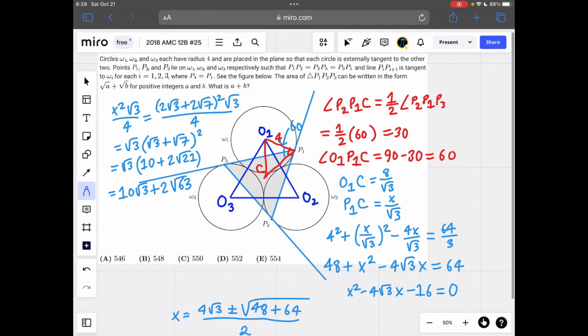And we want it to be written in the form the square root of a plus the square root of b for positive integers a and b. So it's the square root of 3 times 10 squared plus the square root of 63 times 2 squared. 3 times 100 is 300. And 63 times 4 is 252. So a is 300 and b is 252, or vice versa. What is a plus b? That's just 300 plus 252, which is equal to 552.